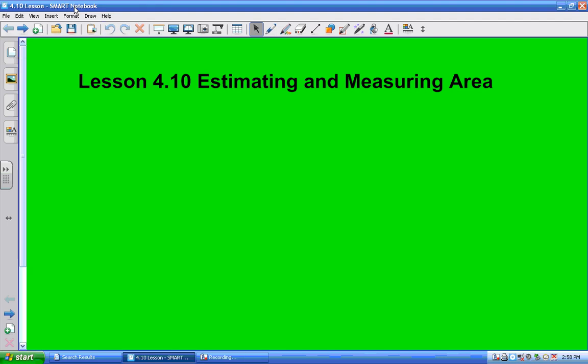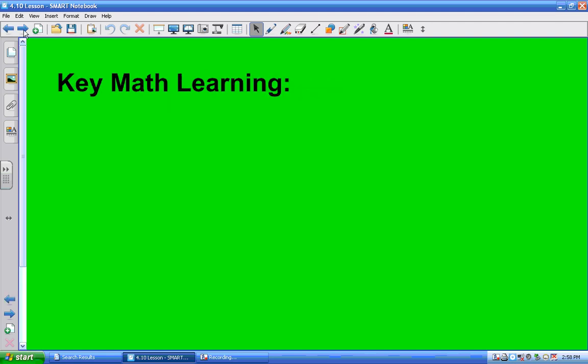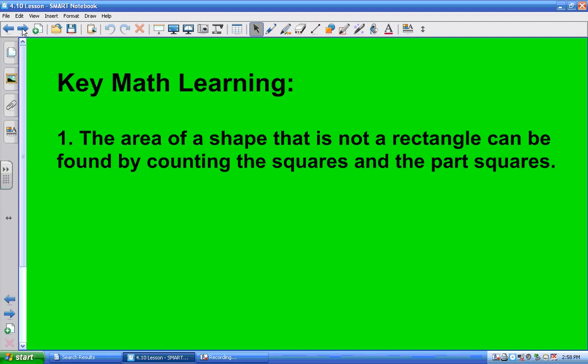So this is lesson 4.10, and this is on estimating and measuring area. A couple of things we're going to take a look at for key learning. Number one, the area of a shape that's not a rectangle can still be found, but it's found by counting the squares and what's called the part squares. So when we're doing rectangles, it's pretty easy. We're going to work our way away from rectangles.